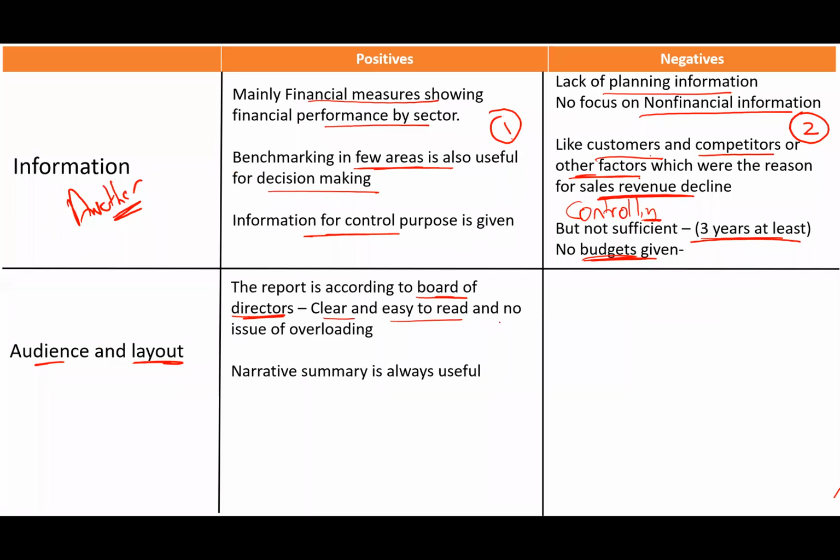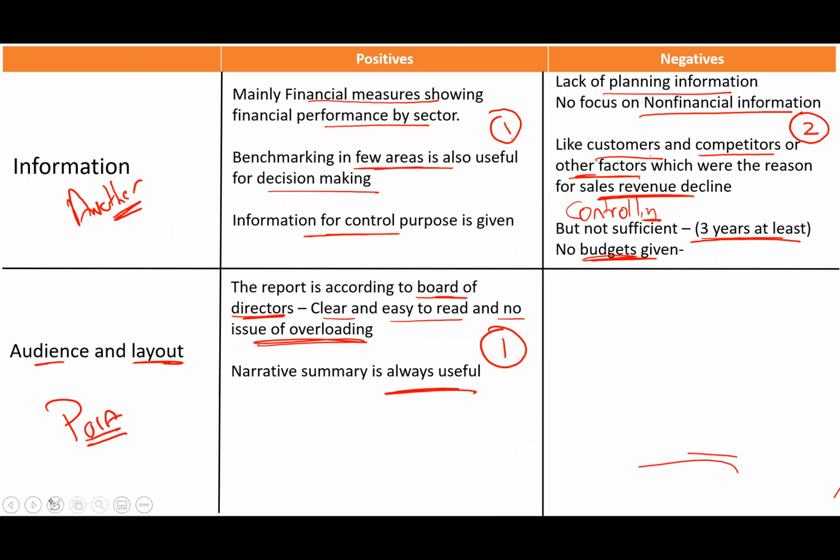Clear and easy to read, with no issue of overloading. The biggest problem is usually too much information given, but here there is no overloading. Few things are given: order book, revenue, net profit, ROS. That's it. So it's simple and easy to understand. Though it's financial, only certain things are given, so it's good. Narrative summary is always useful. Those are the positives; I've connected layout with audience here. So first write about this in a different paragraph, and then the negatives.